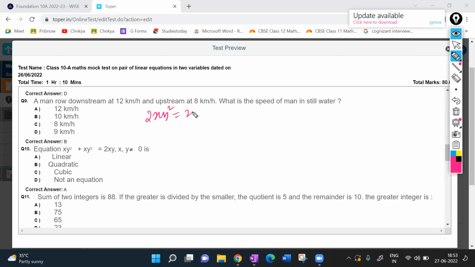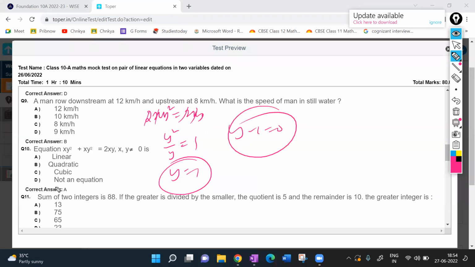2xy squared equals 2xy. Yes, sir. 2 cancel, x, x, 1 y, 1 y. So 1 is left. Y should be 1, beta. Y should be 1 means y minus 1 is equal to 0. Linear equation. Option A is correct still. I'm not subtracting, I'm dividing. So 1 should be the right answer. I'm sorry. So next.